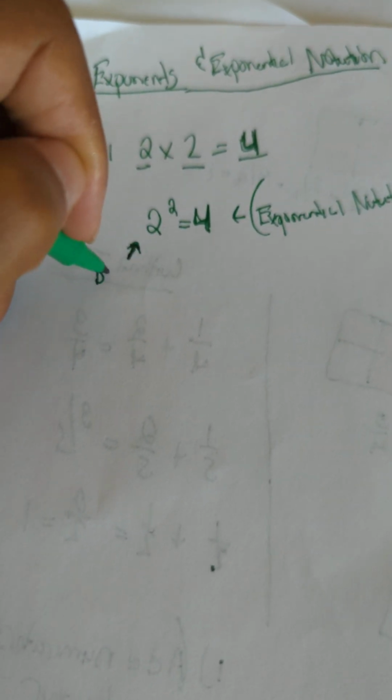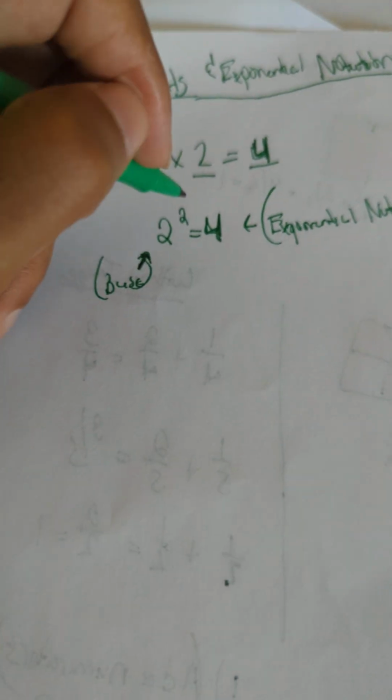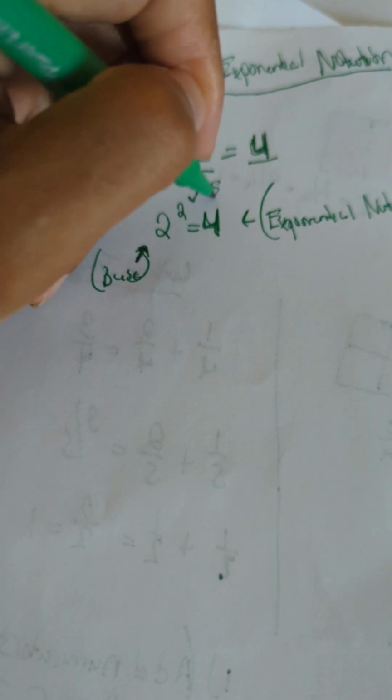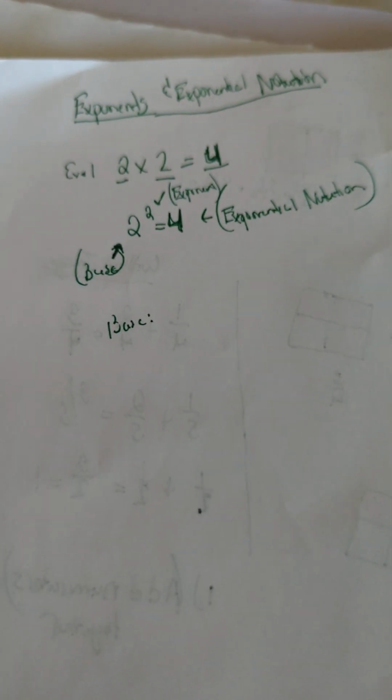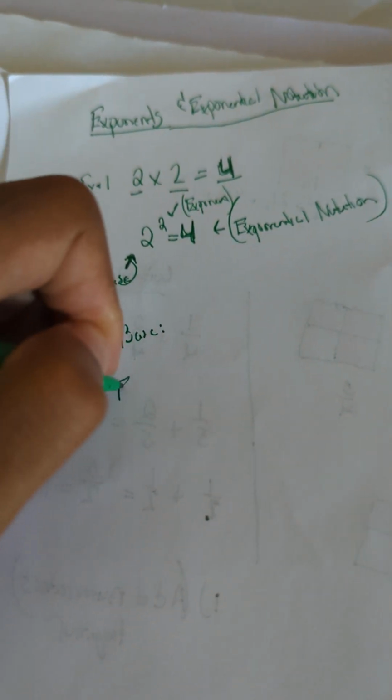In this example, the large number is called the base, and the smaller number is called the exponent. The base is what you're multiplying. For example, with 2 times 2, we're multiplying 2 by itself. The exponent tells you how many times we're multiplying the base by itself. So we're multiplying the base by itself 2 times.